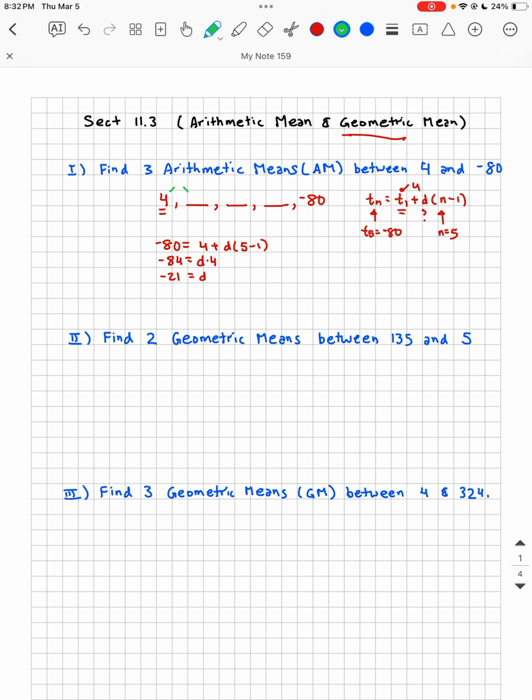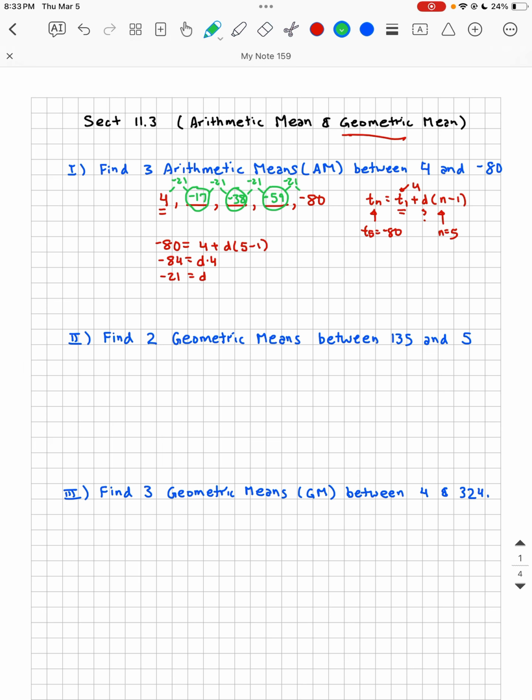So in context, that means I'm supposed to subtract 21 each time to get from one term to the next. 4 minus 21 is equal to negative 17. From negative 17, if I subtract 21, that gives me negative 38. If I subtract 21 once again, that gives me negative 59. And if I subtract 21 again, that gives me the negative 80 that I'm looking for. So those right there are my answer. Okay, so those are your 3 arithmetic means.